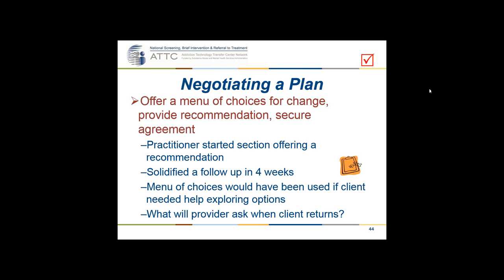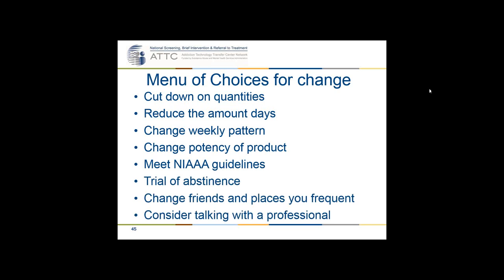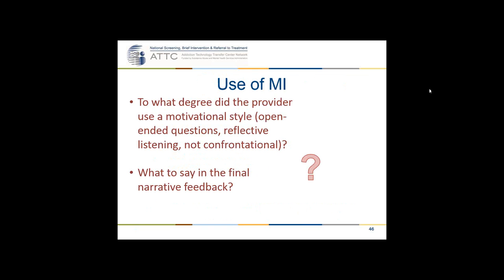Here, I just included the menu of choices for change. You can see these are sometimes what you might review with the client. And then the final part of this is the one scale that looks at the motivational style they use. On that 7-point scale, to what degree did the provider use a motivational style? In Jan's, I think I was the one who rated it, I would say probably a 5 or a 6. She was very, very non-judgmental.